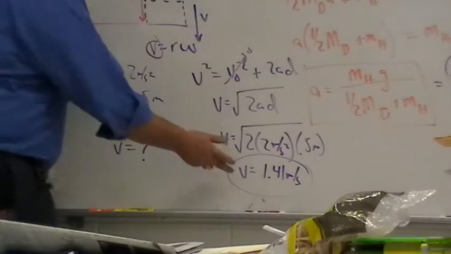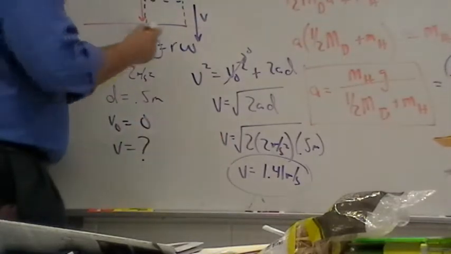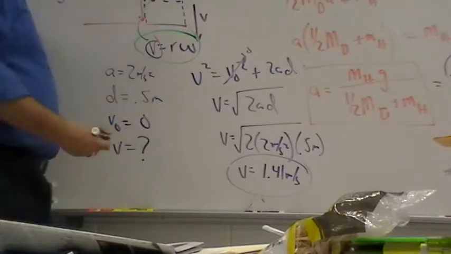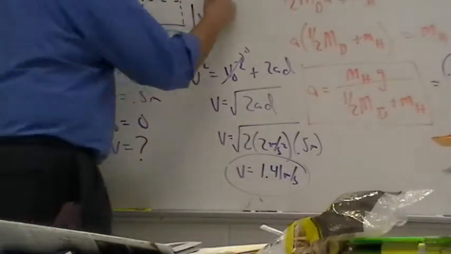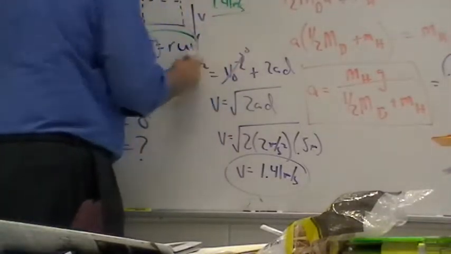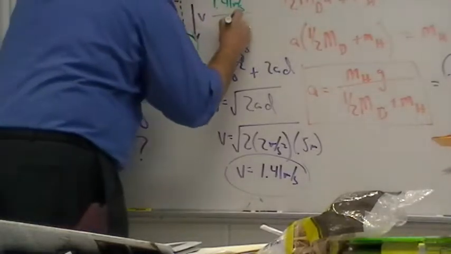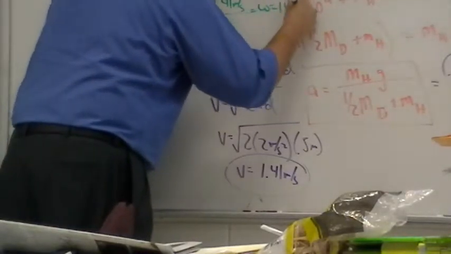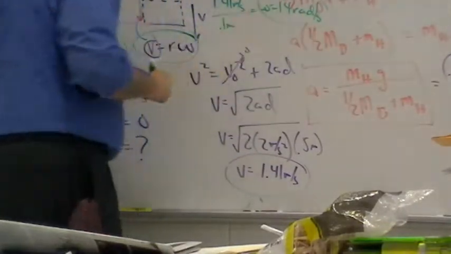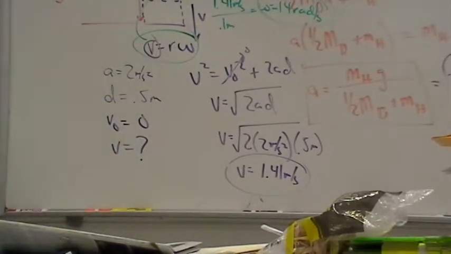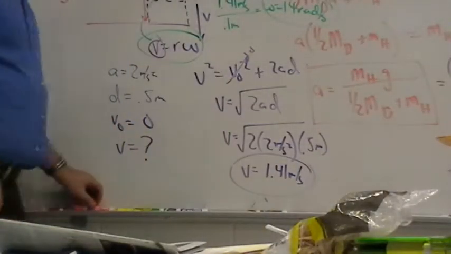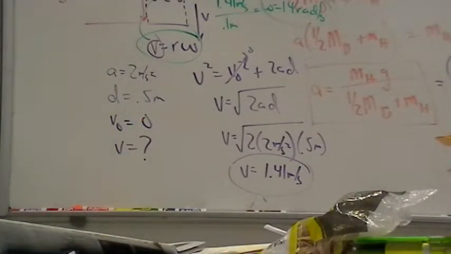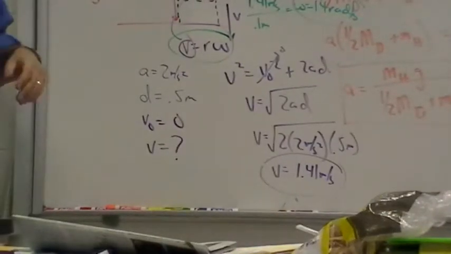Okay? Once we have the velocity, we can get omega. V over R is omega. 1.41 meters per second. The radius, 0.1 meters. And you get 14 radians per second. Good? Okay? Well, let's look at the next one.